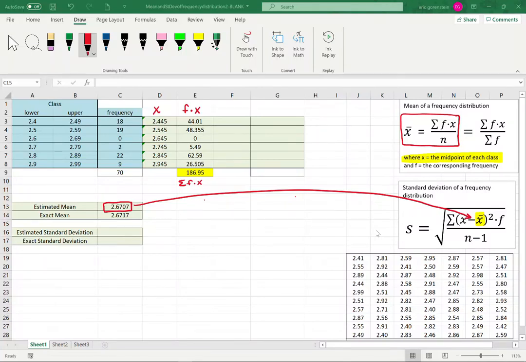In the previous video, we calculated the mean of this frequency distribution that we have over here on the left in blue. And now what I want to do here is pick up where we left off and use that mean to calculate the standard deviation of the frequency distribution.